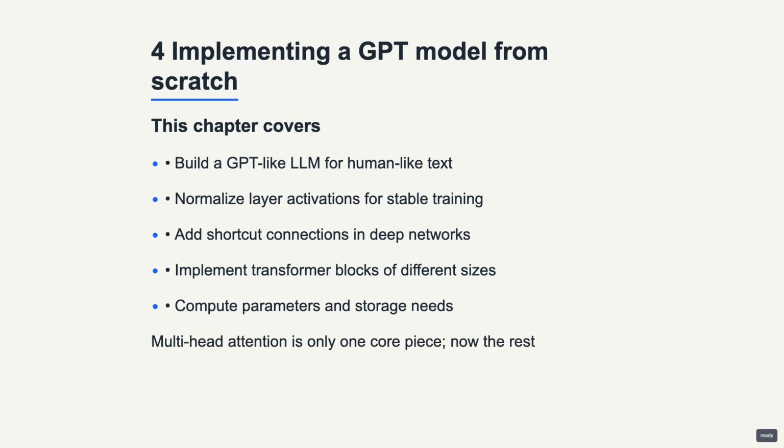Multi-head attention gave us the main mechanism for mixing context, but a working language model needs more than that. The remaining components fill an architecture around attention, so the whole system can be trained as a GPT-like model and then used for text generation.